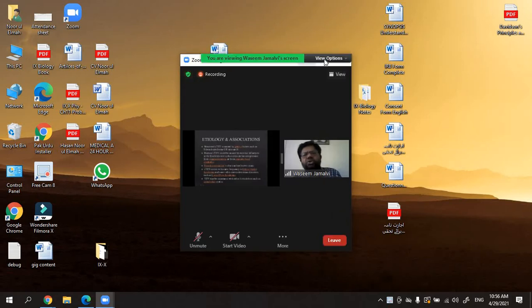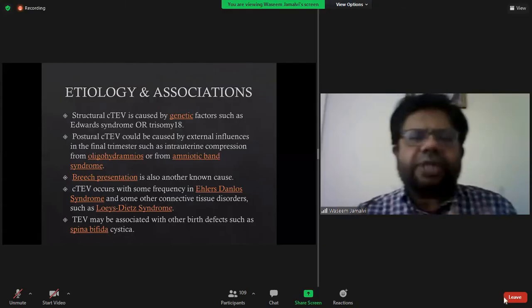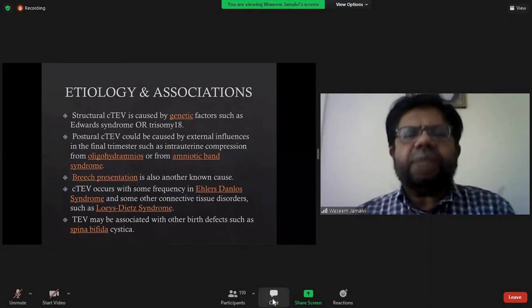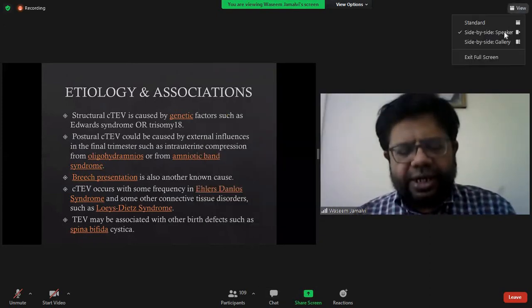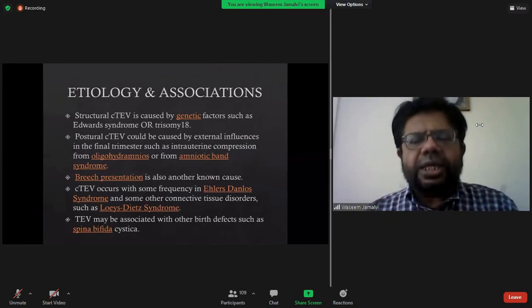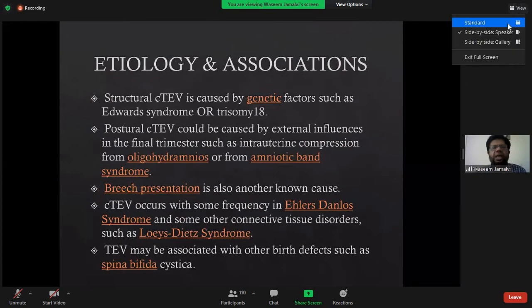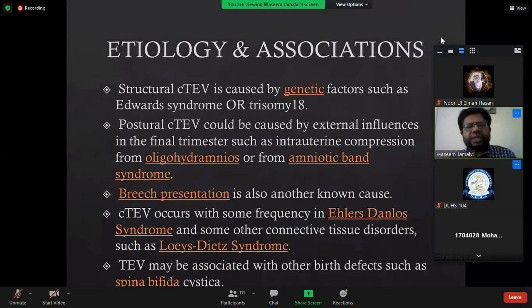As I told you, there is some etiology and association. As I told you, sometimes it is structural and sometimes postural. In the structural, maybe in a certain syndrome like Edwards syndrome, trisomy 18, these children can be presented with talipes equinovarus as well.